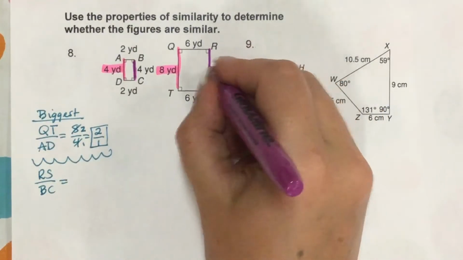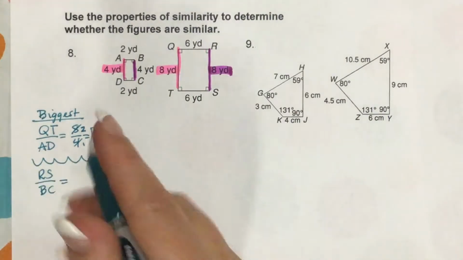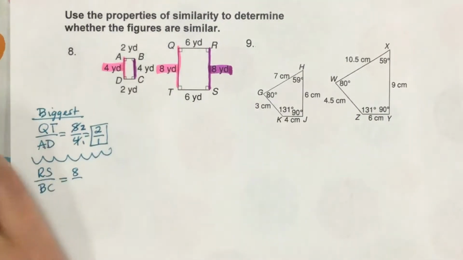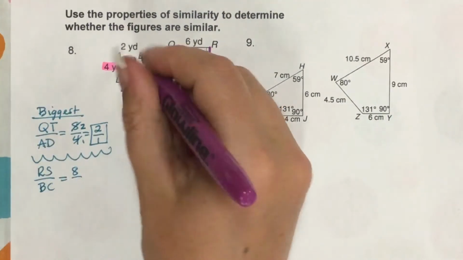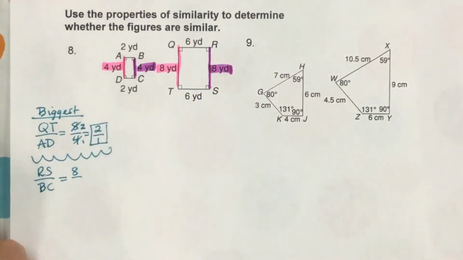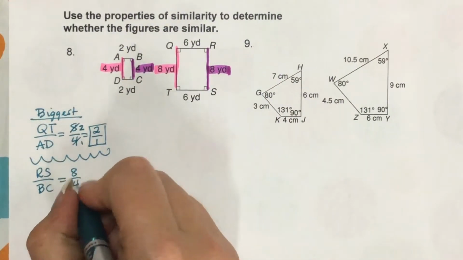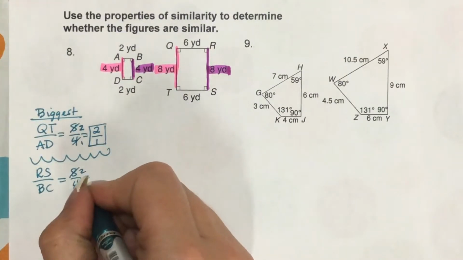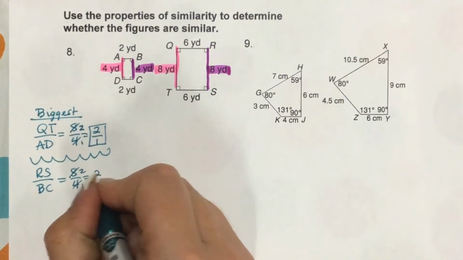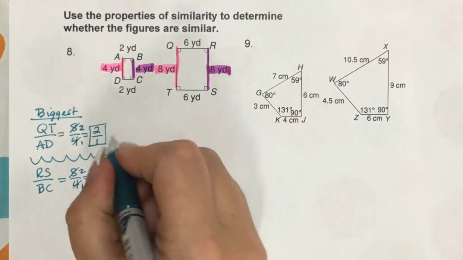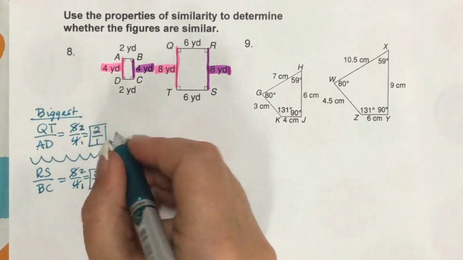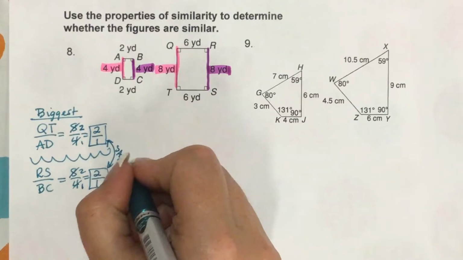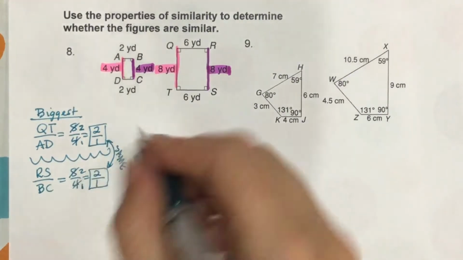And then I'm going to fill in the numbers. This is 8 over 4. And it's the same thing. 4 goes into 8 2 times, 4 goes into 4 1 time, so the ratio is the same. So it's the same here.